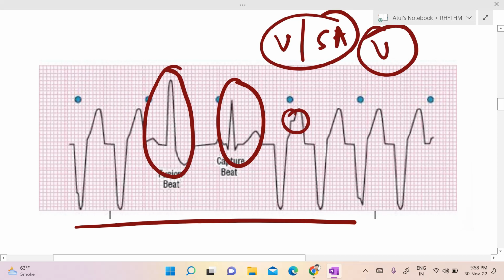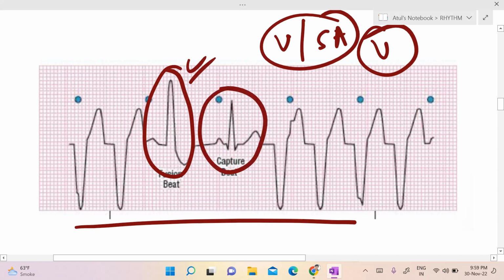So this is a hybrid complex formed by the stimulation of the ventricle by both the SA node and the ventricular pacer. And this complex appears to be normal. That is, the SA nodal complex: P wave, QRS, P wave. Normal width of the QRS, narrow QRS. So this is a capture beat.